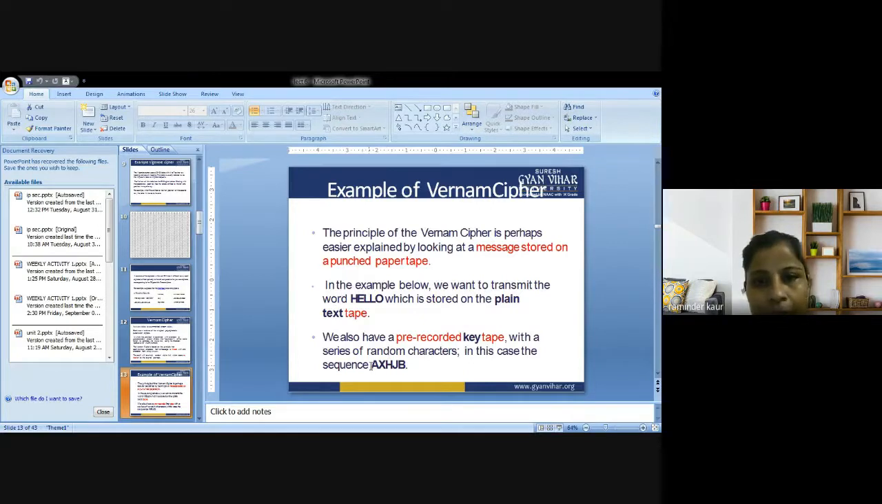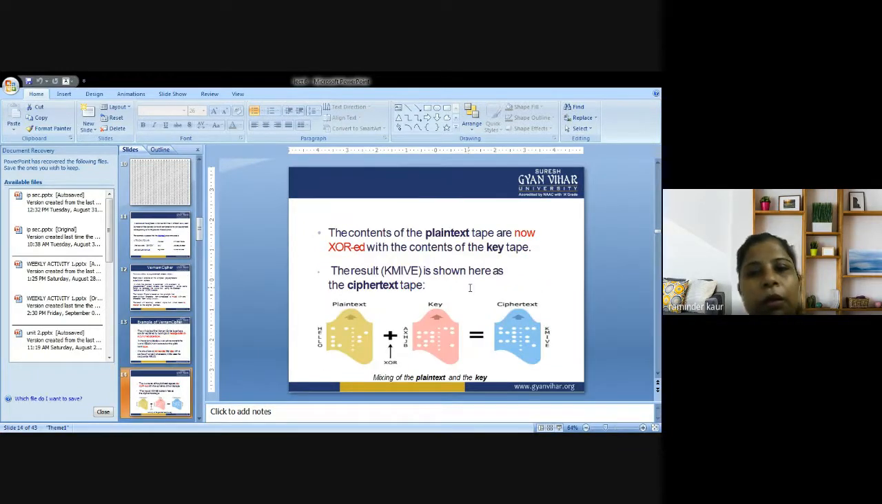Corresponding to H, there will be the letter A, then E with X, L with H, again L with J, and O with B. Now have a look at the same. The contents of the plain text tape are now XORed with the contents of the key tape. The result KMIVE is shown here as the ciphertext. HELLO is the plain text. H plus A: you can count H as A, B, C, D, E, F, G, H. It is, I think, 7. 7 plus 0.